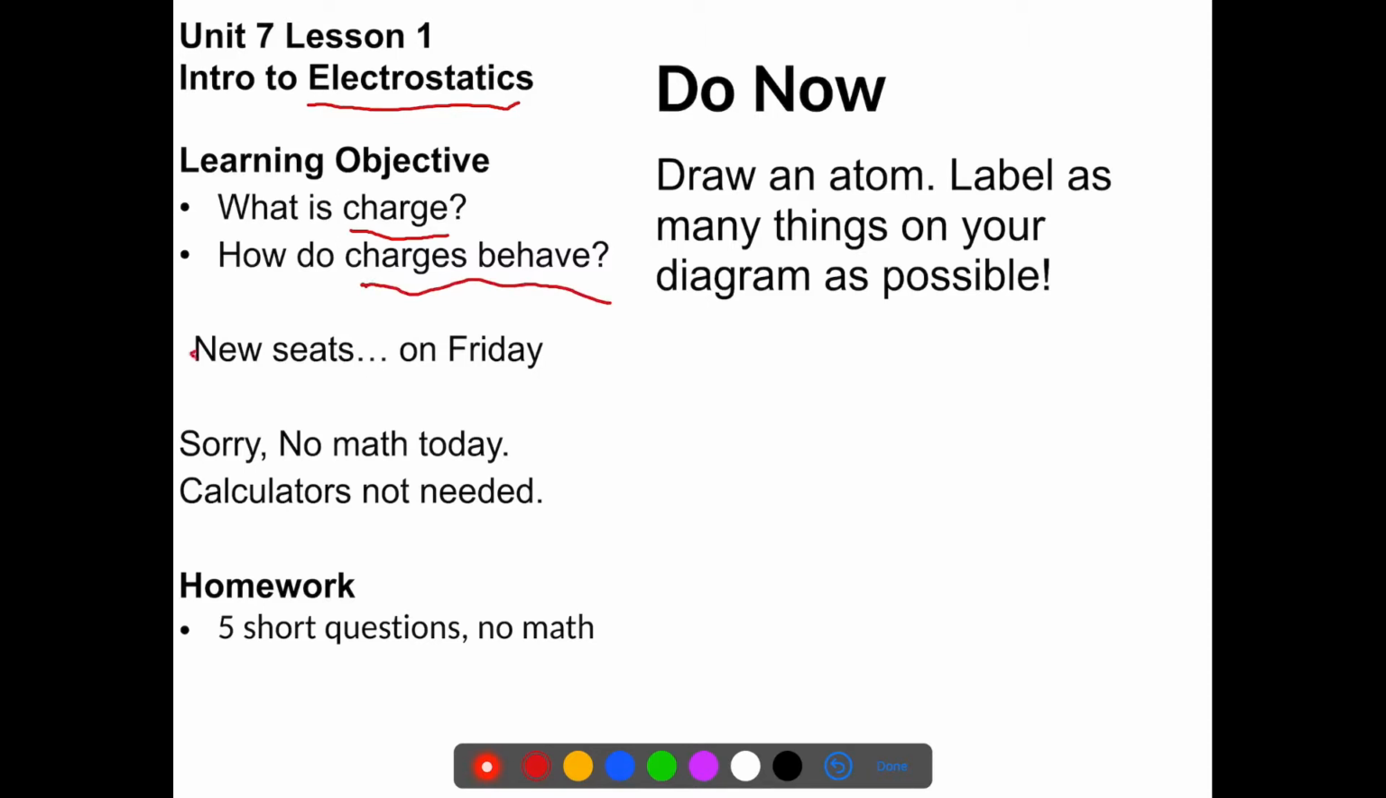For my students, we're going to have new seats. And good news is we don't need math today. I know a lot of students get anxious about doing math problems.